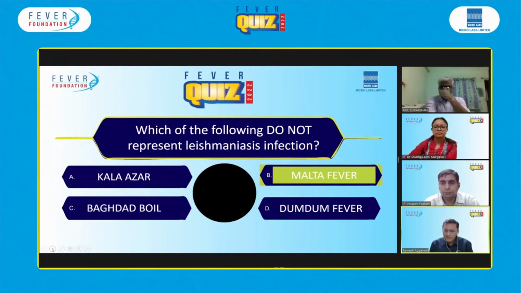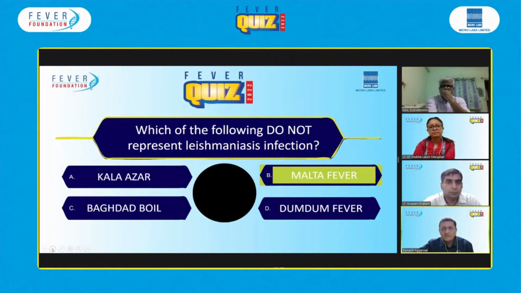Then the dum-dum fever, it is named after the Scottish doctor William Leishman, and Dum Dum is a place in Calcutta. So just for the namesake, leishmaniasis is also known as dum-dum fever. Malta fever is not leishmaniasis, it is brucellosis. It's a zoonotic disease, and it also has some other names like rock fever, Bang's disease, Mediterranean fever. So the correct answer is Malta fever.